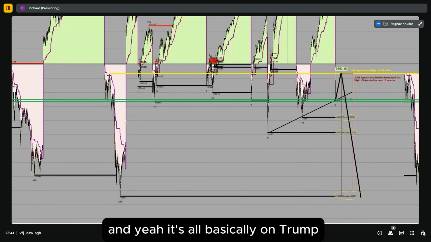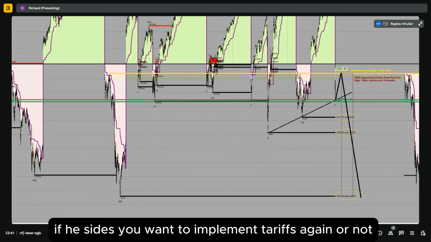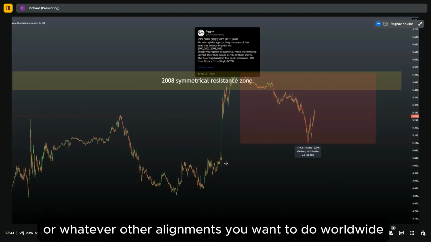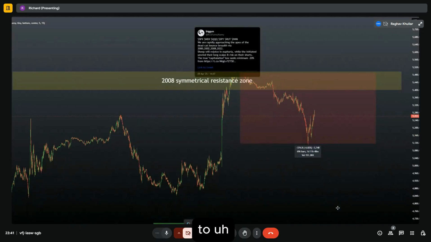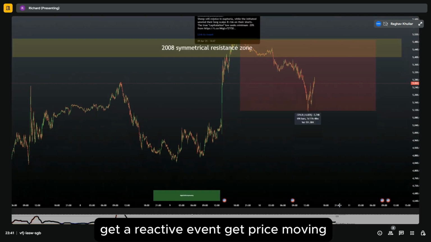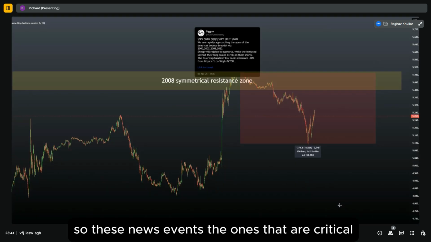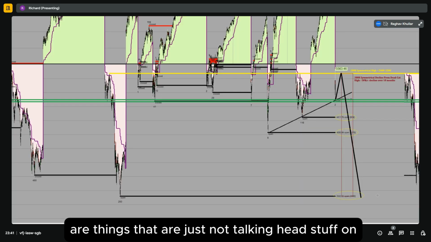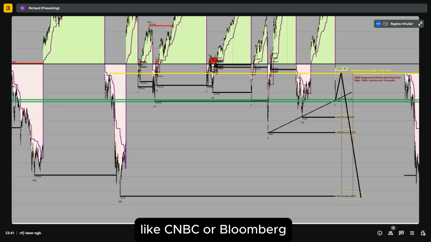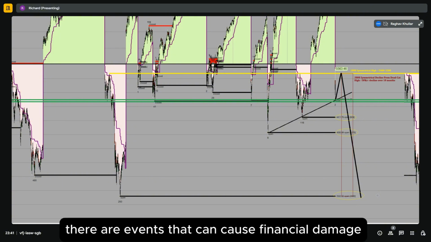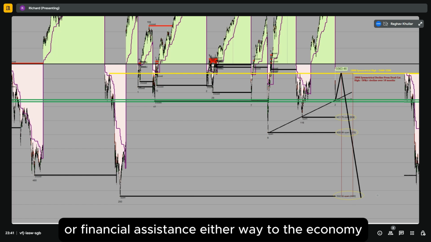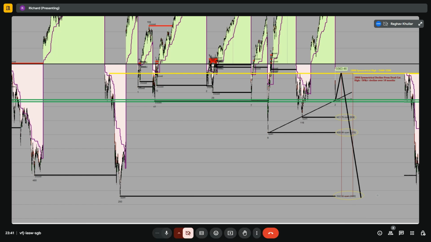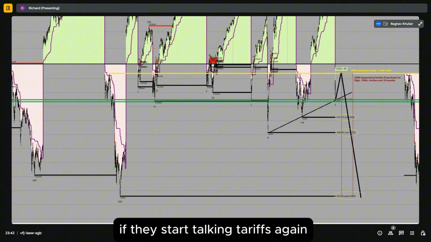And yeah, it's all basically on Trump, if he decides he wants to implement tariffs again or not, or whatever other alignments he wants to do worldwide, to get a reactive event, get price moving. So these news events, the ones that are critical, are not talking head stuff on CNBC or Bloomberg. They're events that can cause financial damage or financial assistance, either way, to the economy. So we'll have to see if they start talking tariffs again.